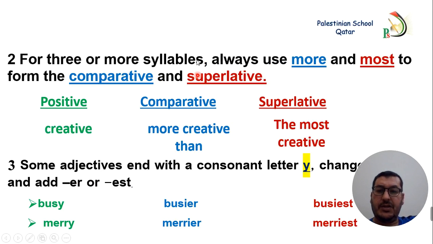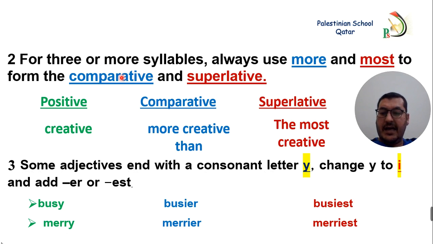Now, number 2, for 3 or more syllables, always use more and most to form the comparative and superlative. For example, creative becomes more creative than, and the superlative, the most creative. And number 3, some adjectives end with the consonant letter Y, change Y to I and add er or est. For example, busy, busier, the busiest, merry, merrier, the merriest.